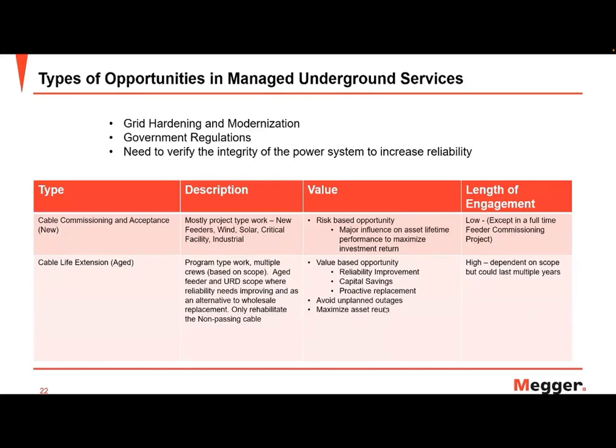But this would be then an alternative to wholesale replacement. You're only going to rehabilitate those cables that are non-passing, that they don't pass the test. So this is more of a value-based opportunity, more than an insurance policy. This is going to help you make proactive decisions on, as I said, only those cables that have defects. So we're going to have a focus in these cases of reliability improvement. We're going to look at extending capital, and as I said, proactive replacement. Reliability improvement is also going to reduce your O&M spend. So again, looking to avoid those unplanned outages and maximize asset return.